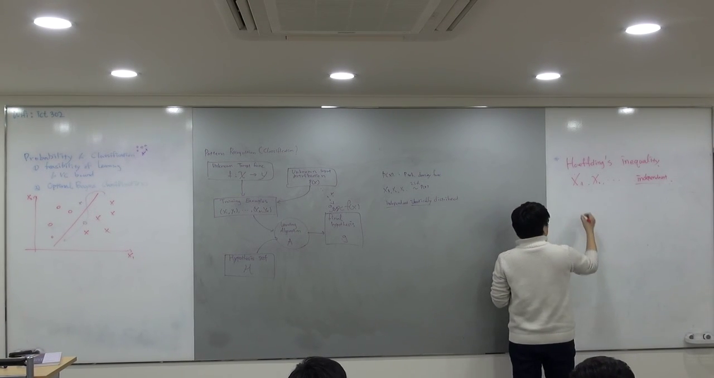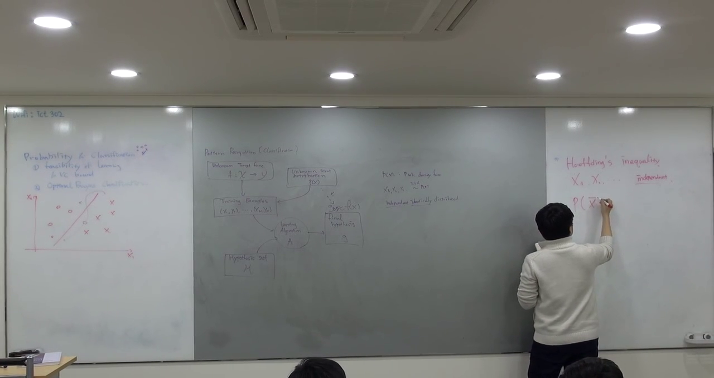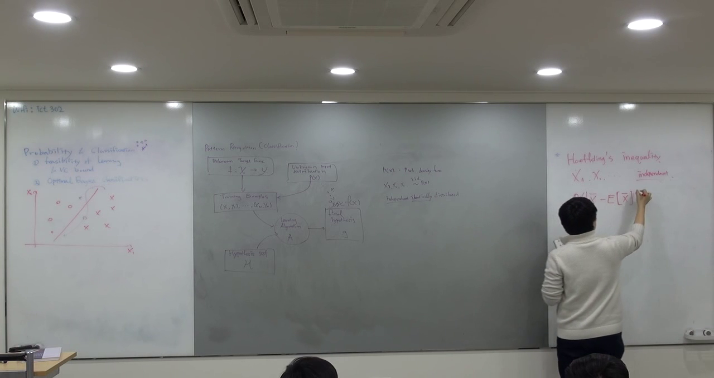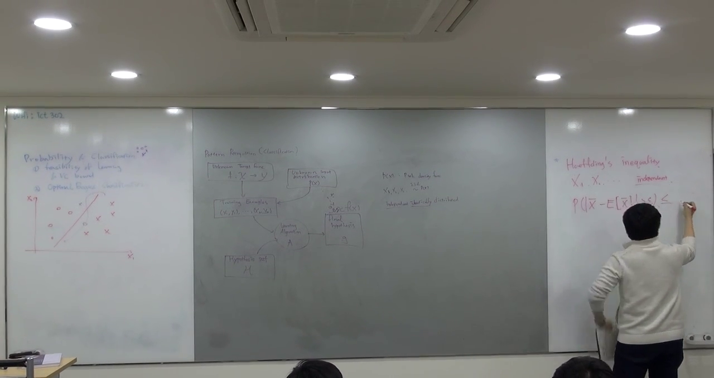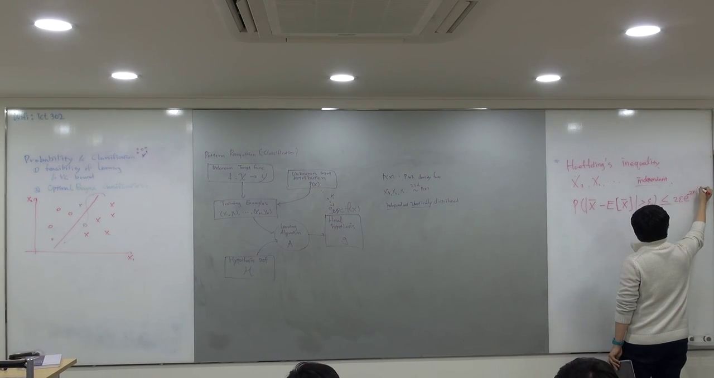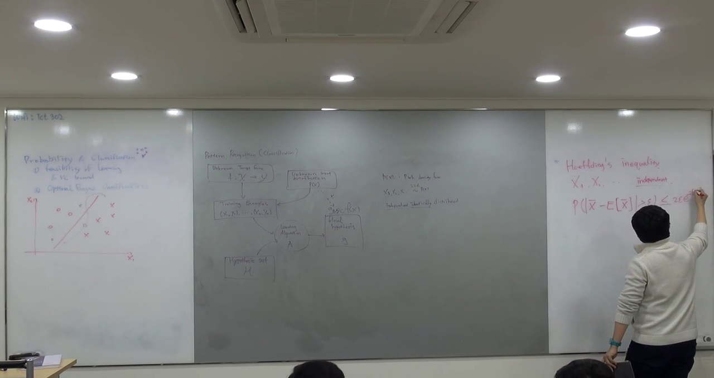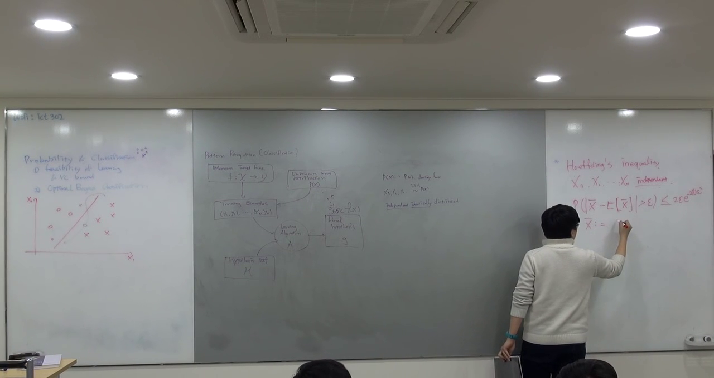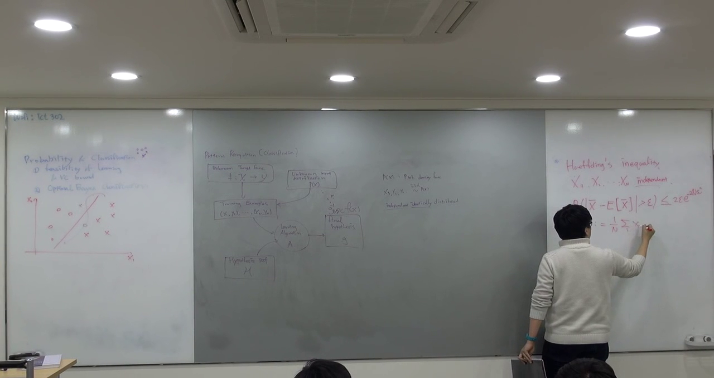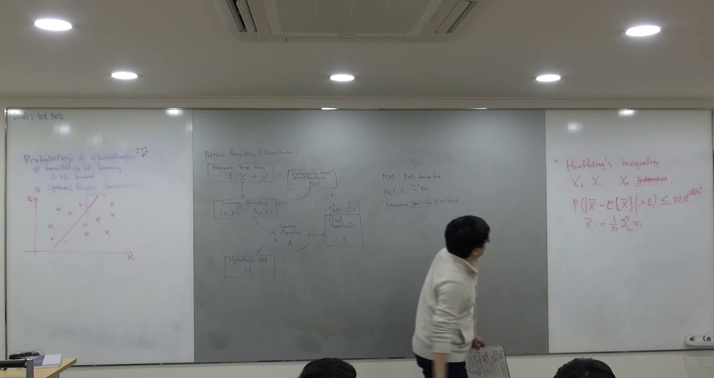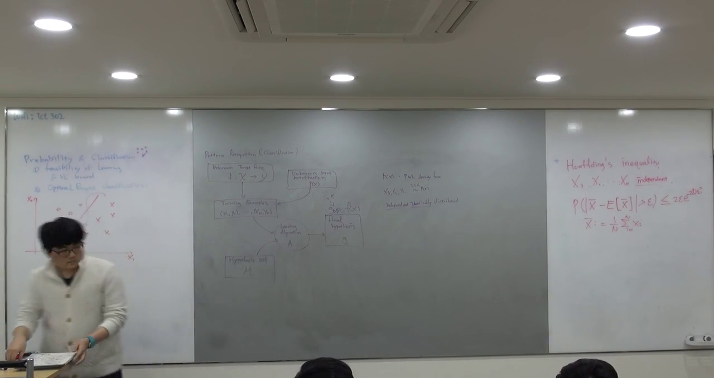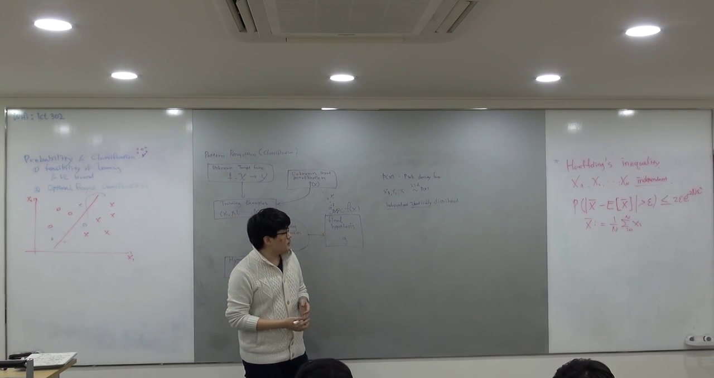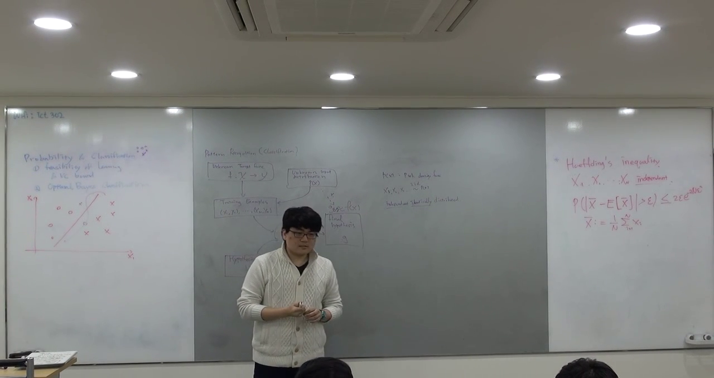And what the inequality says is that, here xn is... This inequality is a key inequality to derive the Hoeffding inequality.